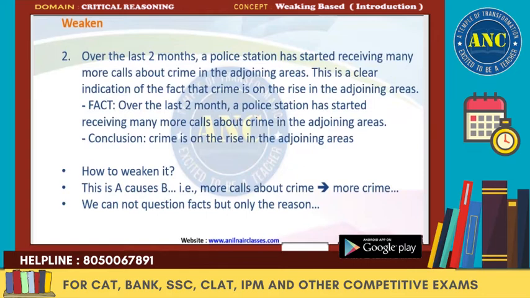Another example. Over the last 2 months, a police station has started receiving many more calls about crime in the adjoining areas. This is a clear indication of the fact that crime is on the rise in the adjoining areas. Fact, over the last 2 months, a police station has started receiving many more calls about crime in the adjoining areas. Conclusion, crime is on the rise in the adjoining areas. Now, how to weaken it? So this is more like an A causes B situation. That is, more calls about crime leads to more crime, and we cannot question facts but only the reason.